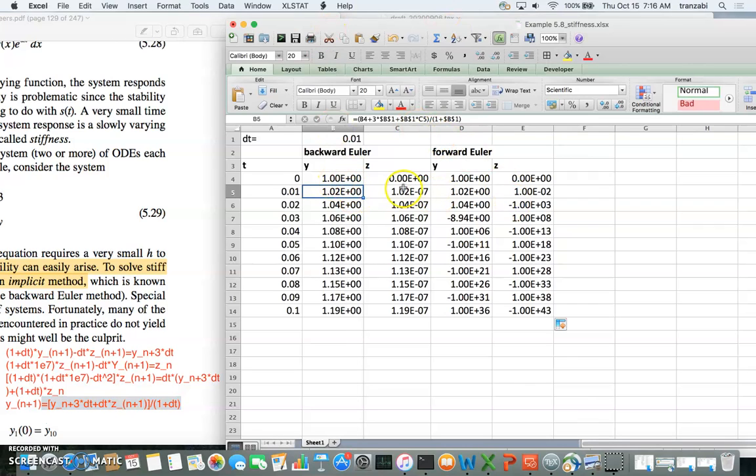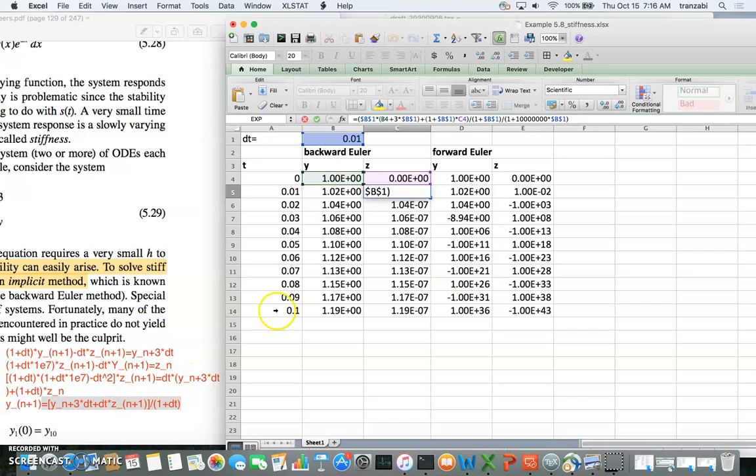Okay, so first we're going to solve for Zn plus 1. It's a little bit long, but I think nothing special. It's going to be from here. It's going to be dt Yn plus 3 dt plus 3 dt, and then plus 1 plus dt times Zn. And this whole thing divided by the denominator, which is going to be 1 plus dt, so 1 plus dt, and then 1 plus dt e7, dt 1 e7. And then minus dt squared.